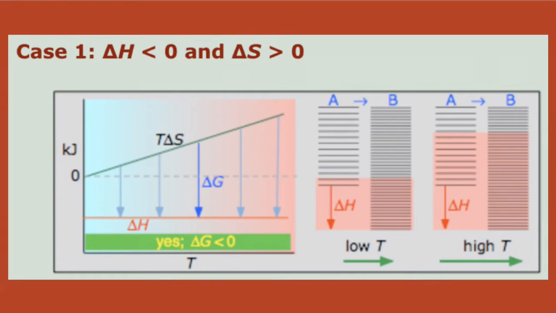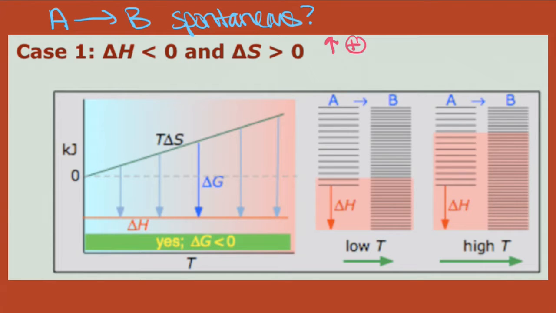So these diagrams are talking about whether the reaction A going to B is spontaneous. Up arrows mean that the value is positive, like delta H is positive or delta G is positive, whereas down arrows mean that they are negative. Let's look at the graph first on the left. Notice that delta H is a horizontal line right here. That's because at all temperatures, delta H is the same.